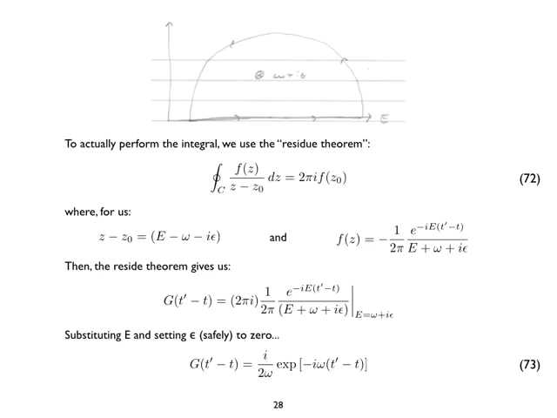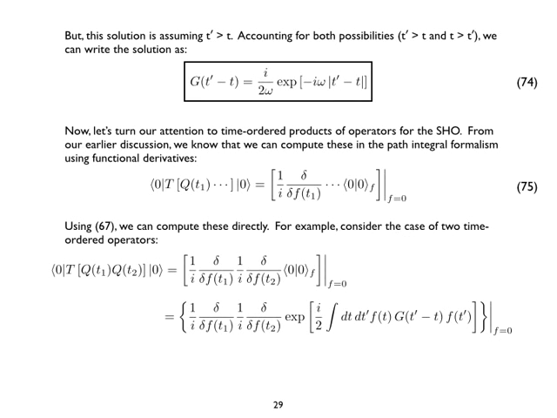And the pole for us is omega plus i epsilon. And if I plug that in, I find that the Green's function, which is what we were calculating, just looks like this. It's some oscillating exponential. Okay? But it's not that simple, because that was for the case of t prime being greater than t, but I also have to account for the case where t is greater than t prime, right?